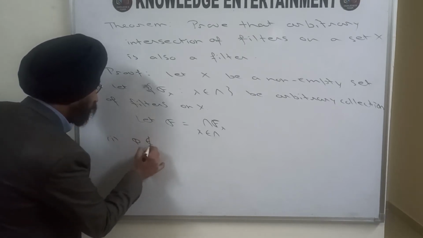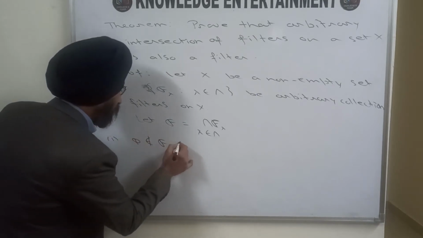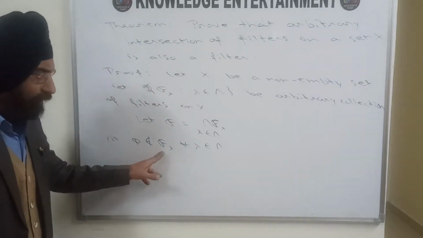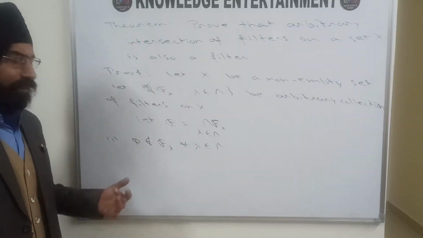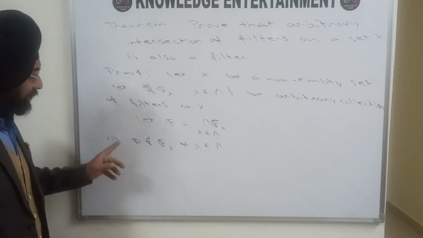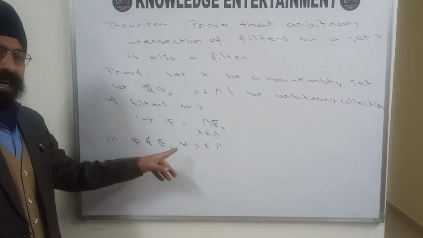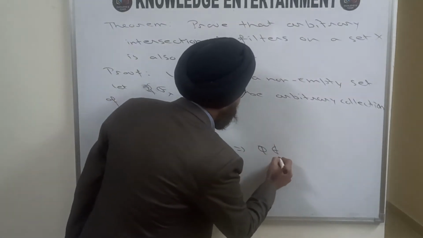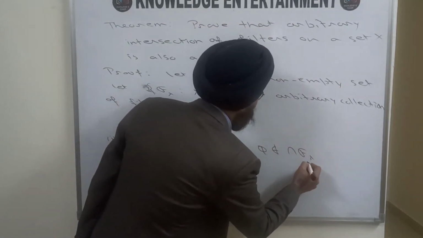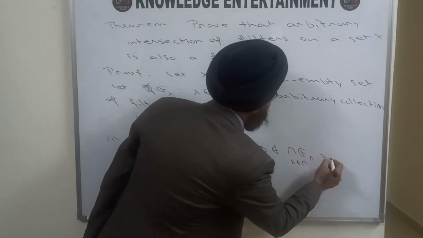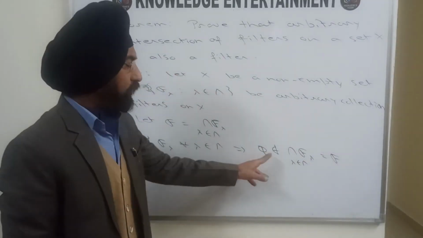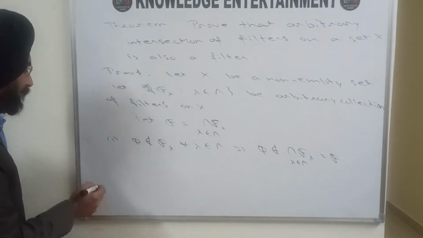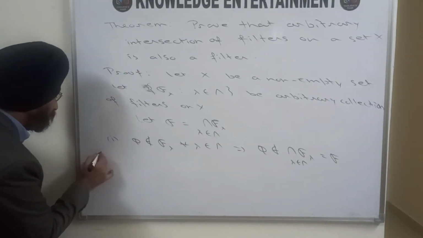φ does not belong to F_λ for all λ belonging to that particular family, because every F_λ is a filter, and in a filter φ should not be there. And since φ is not there in any of these sets, that means φ is not there in the intersection of all these F_λ. That means F. So φ is not in F. The first condition is very clear, trivial. Let us move on to the second condition.